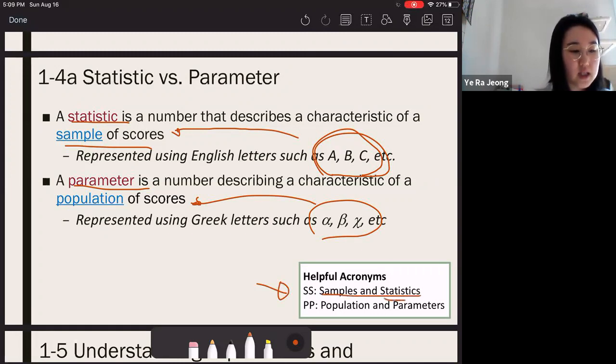Sample statistics, so statistics is English letters that refer to sample scores, or population parameters. Parameters are Greek letters that represent the population scores.